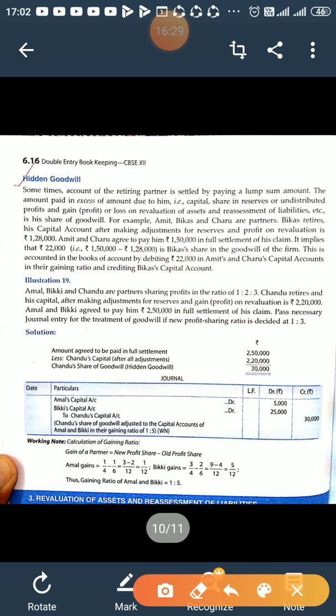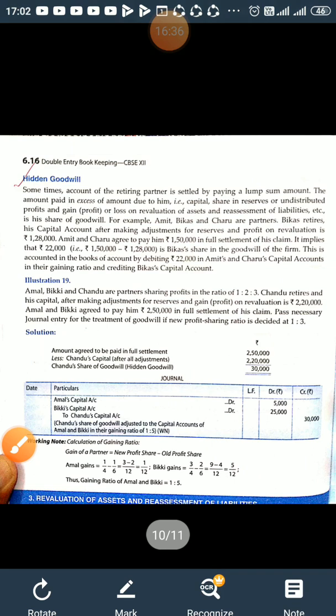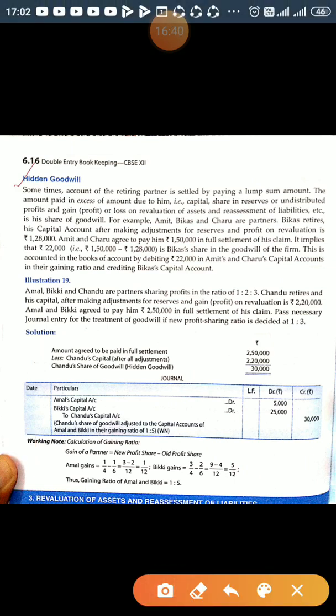One more topic is hidden goodwill. Hidden goodwill, as I discussed at the time of admission also. So at the time of retirement, suppose you are making payment to the retiring partner. You have calculated his due amount, that is his capital, share in reserves and surplus, undistributed profit, his share in profit or loss on revaluation of assets and liabilities. After calculating this, his amount due, suppose he is supposed to be given 1,28,000. Retiring partner's due is 1,28,000.